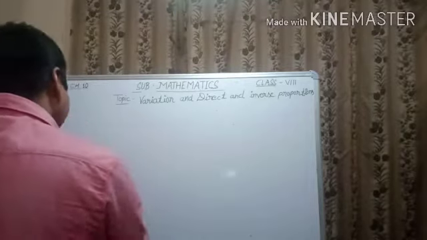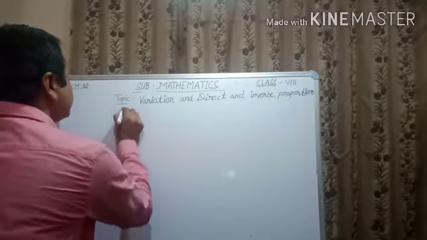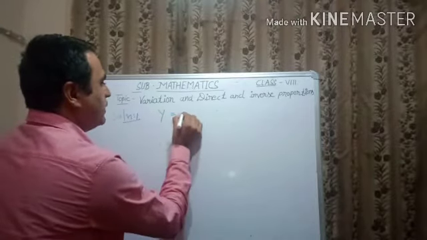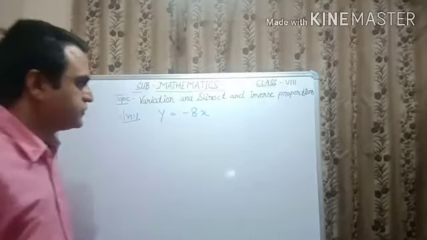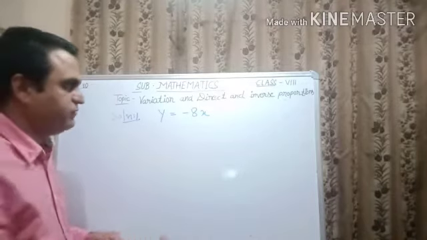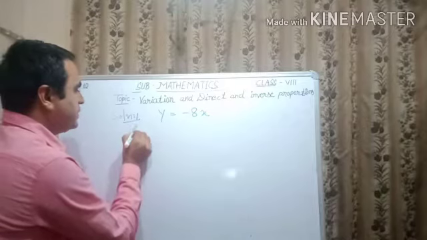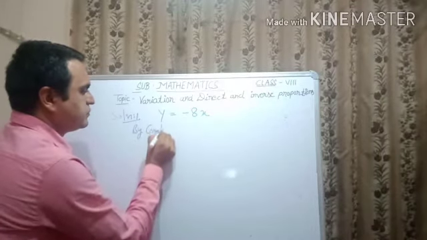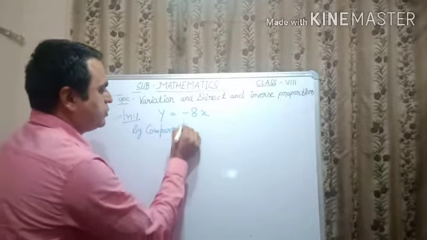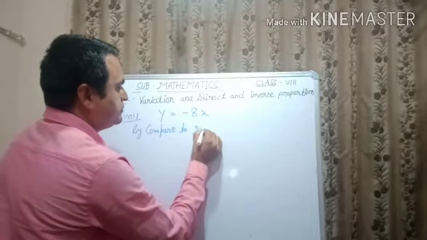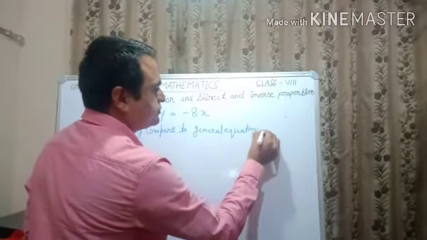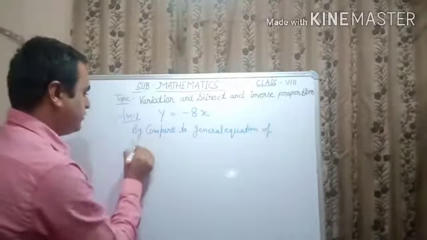Question number 1 is y equals minus 8x. First we have to compare this equation with the general equation of direct variation.